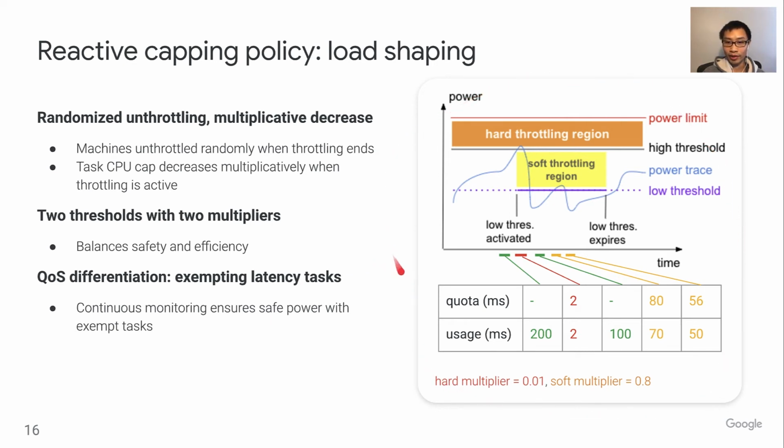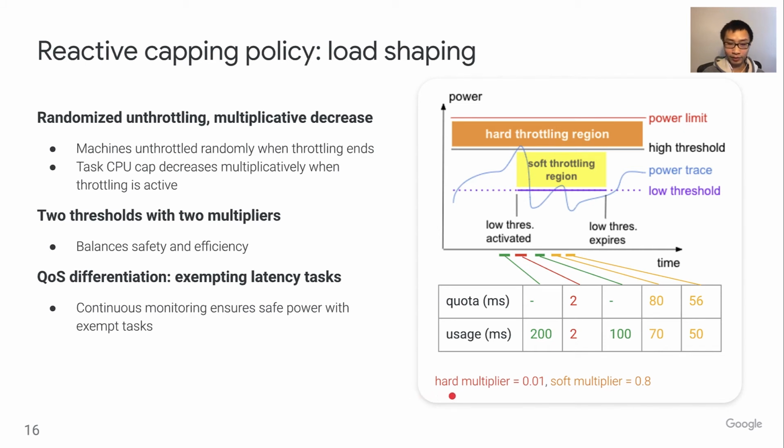Let's illustrate it with an example. At the top here, we show a power time series aggregated over many machines and tasks. At the bottom is the CPU quota and CPU usage of a particular throughput-oriented task. In the beginning, the low threshold is not activated, so power can go above the low threshold without throttling. Suppose it keeps increasing and hits the high threshold. Then two things happen. The low threshold is activated, and we start hard throttling.